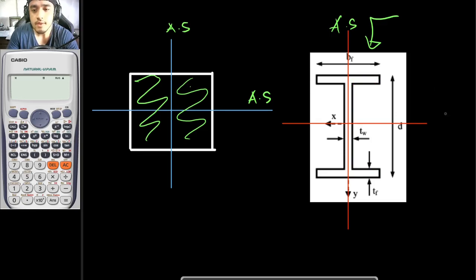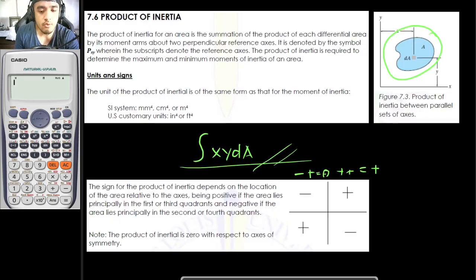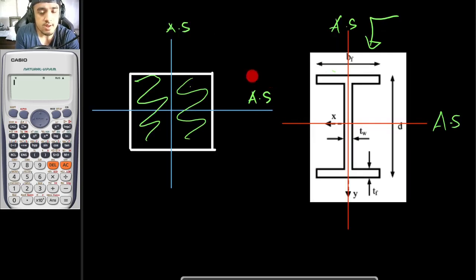And if this is to be your axis of symmetry, this area right here on the top should be equal to this area right here at the bottom. So those would be your axis of symmetry. So once again, it is said that the product of inertia is 0 with respect to the axis of symmetry. If this is to be your axis of symmetry, your product of inertia is to be 0 in that axis right there.